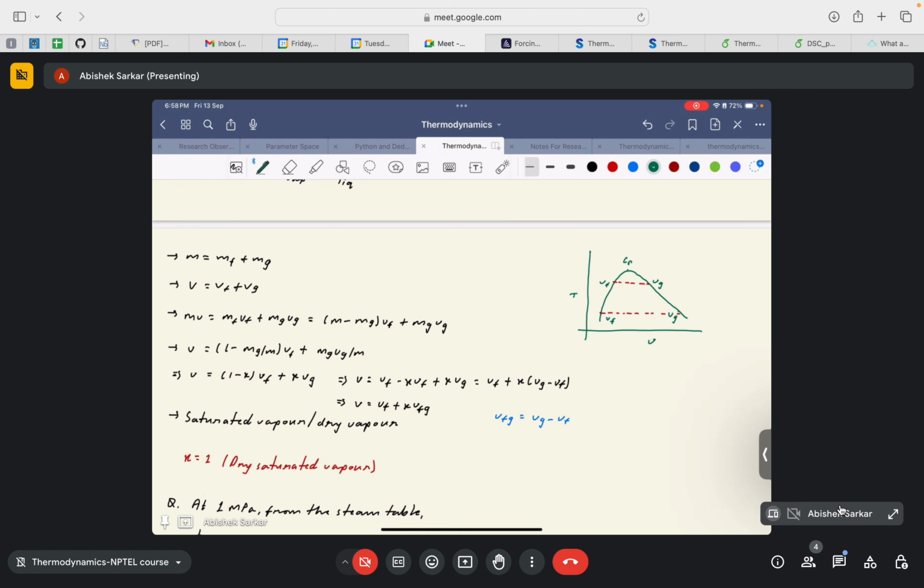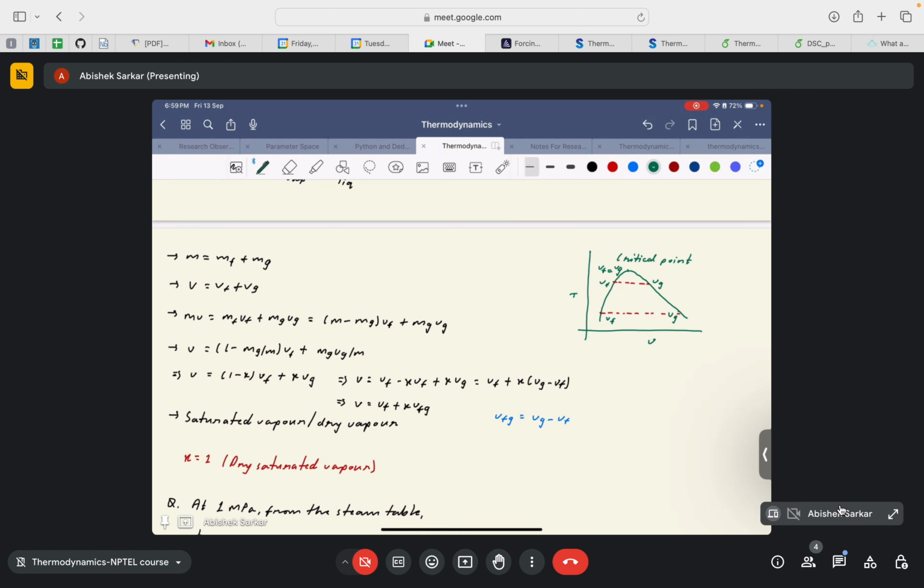I don't know how to denote it, so I just write critical point. I'm not writing CP because it may be confusing with the specific heat at constant pressure. Sorry for that. So at this point, you will see that Vf would be equal to Vg, and this you will observe when we are discussing steam tables.